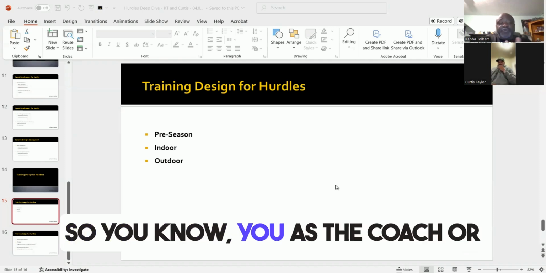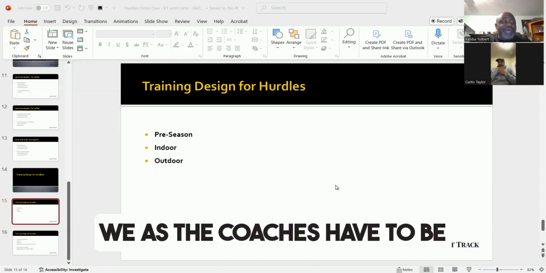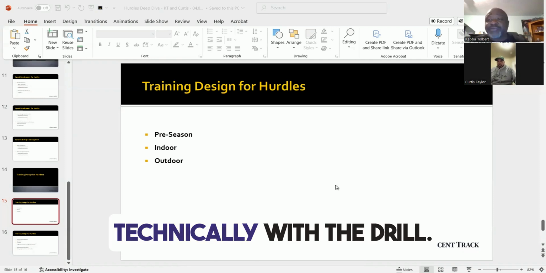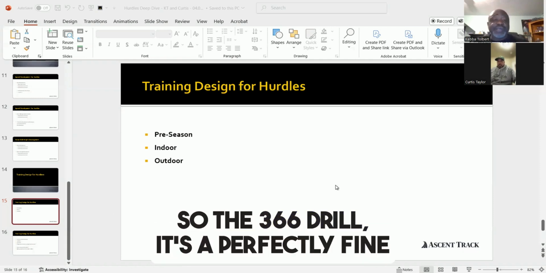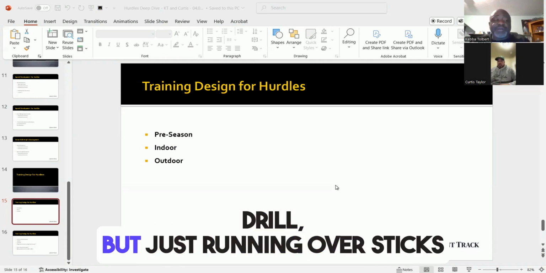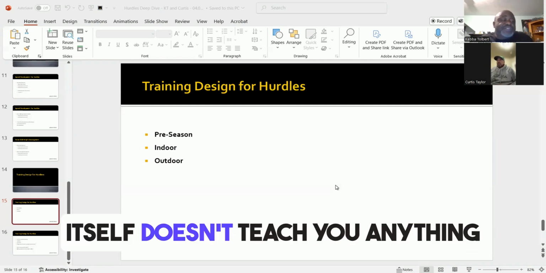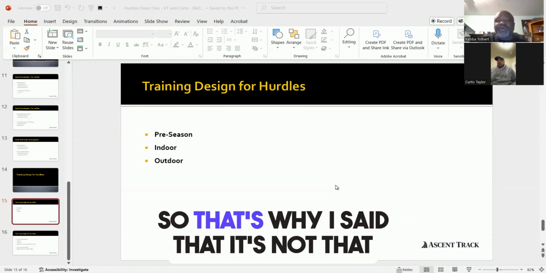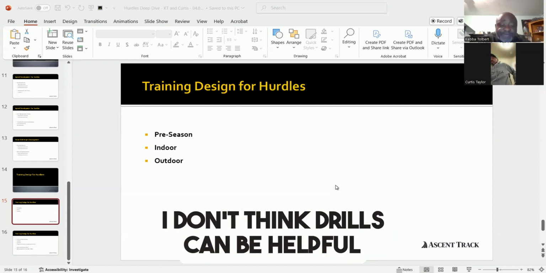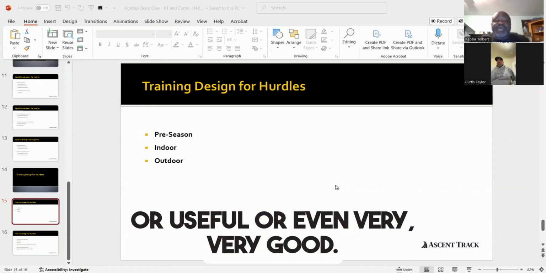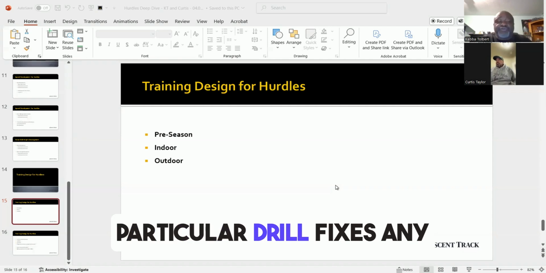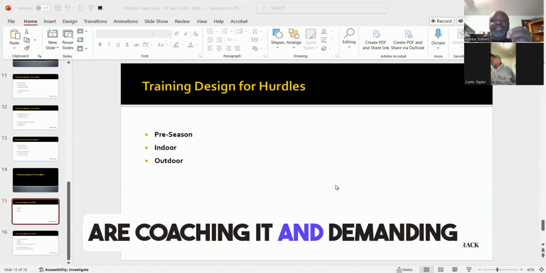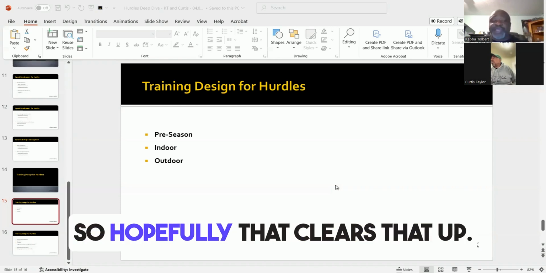So you as the coach, or we as the coaches, have to be demanding and teaching of what we're trying to accomplish technically with the drill. So the 366 drill, it's a perfectly fine drill, but just running over sticks itself doesn't teach you anything if it's not done with the right mechanics or right execution. So that's why I said that. It's not that I don't think drills can be helpful or useful or even very, very good. It's that I don't think any particular drill fixes any particular problem unless you are coaching it and demanding that it's done correctly. So hopefully that clears that up.